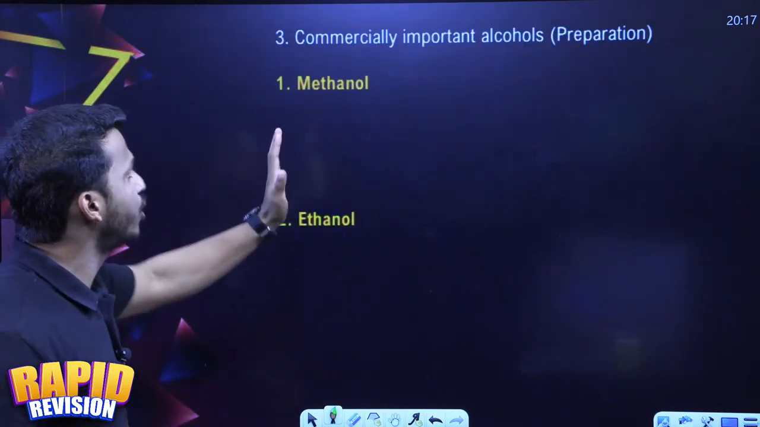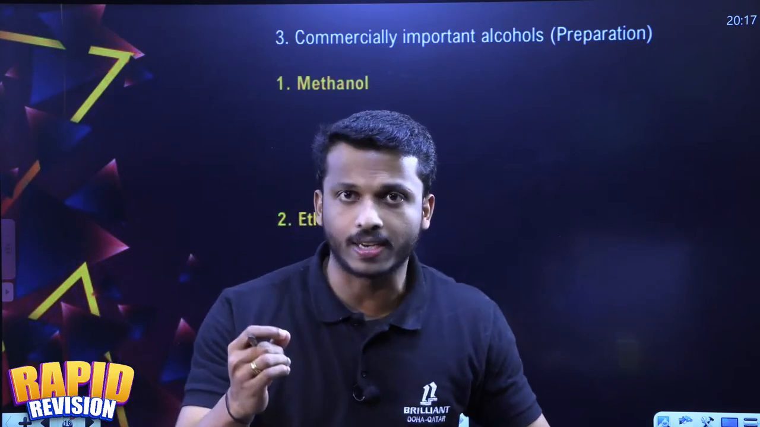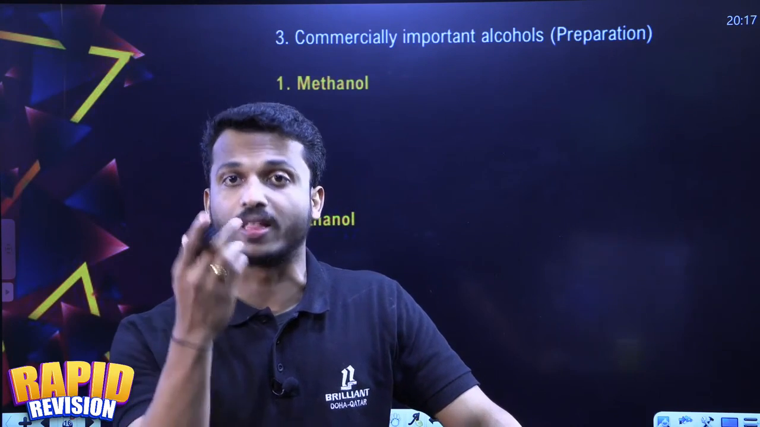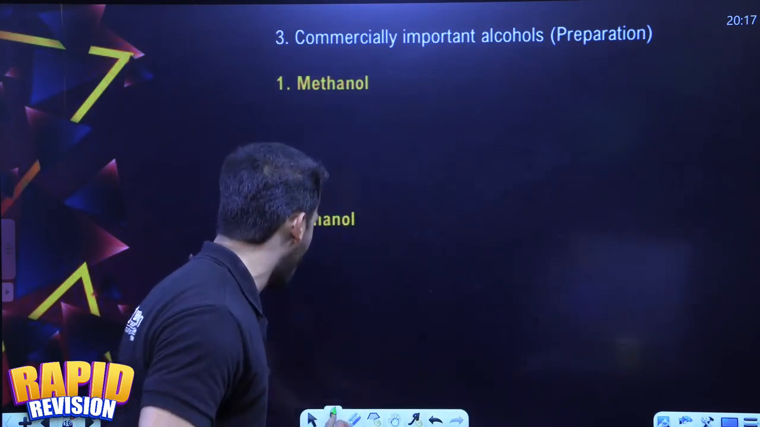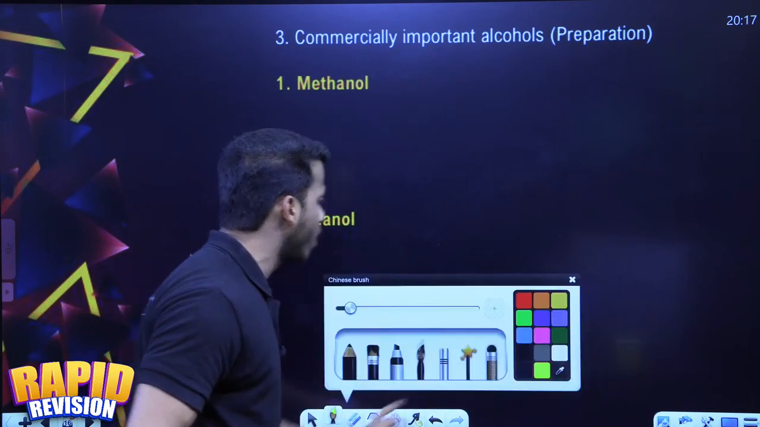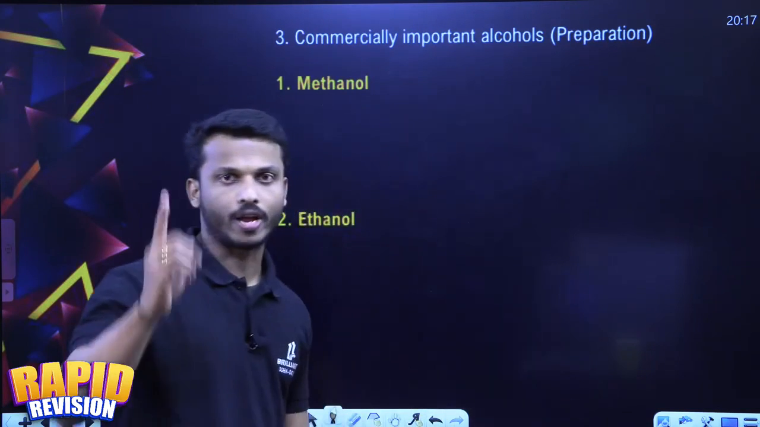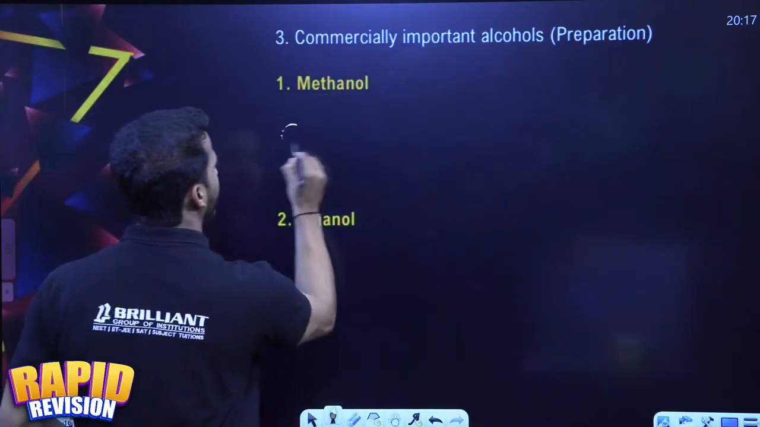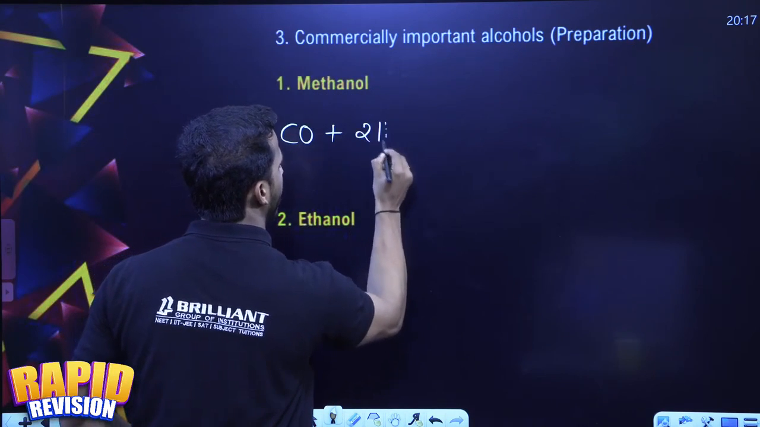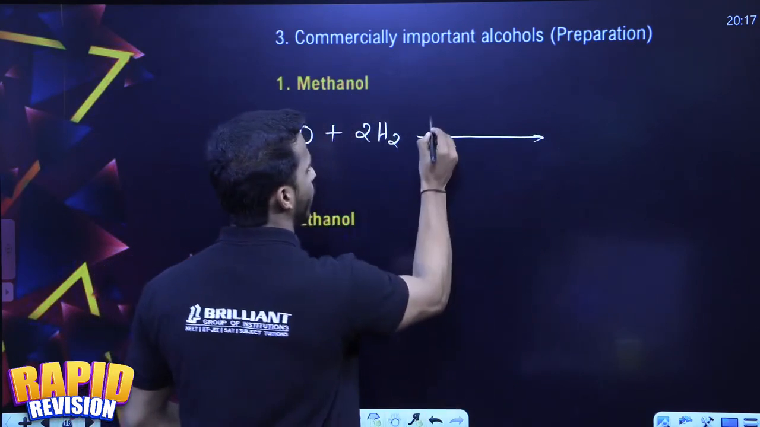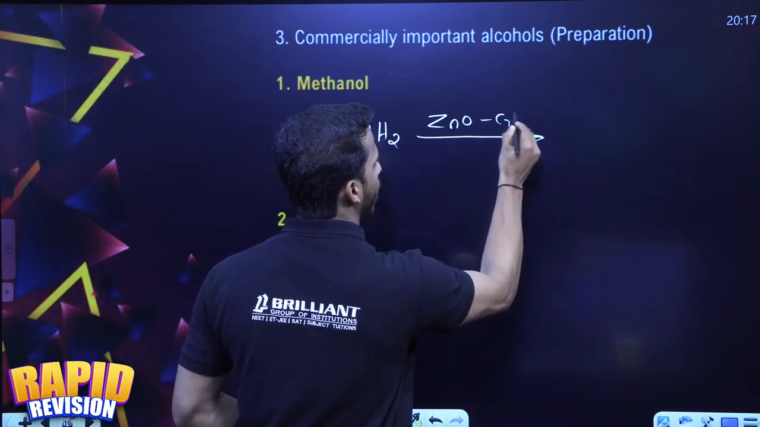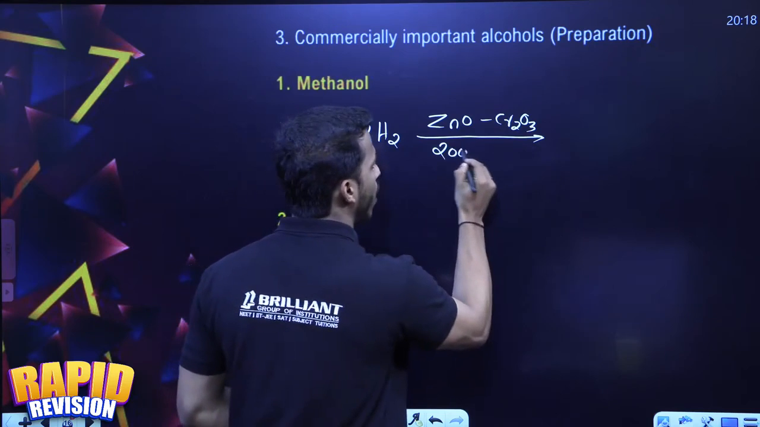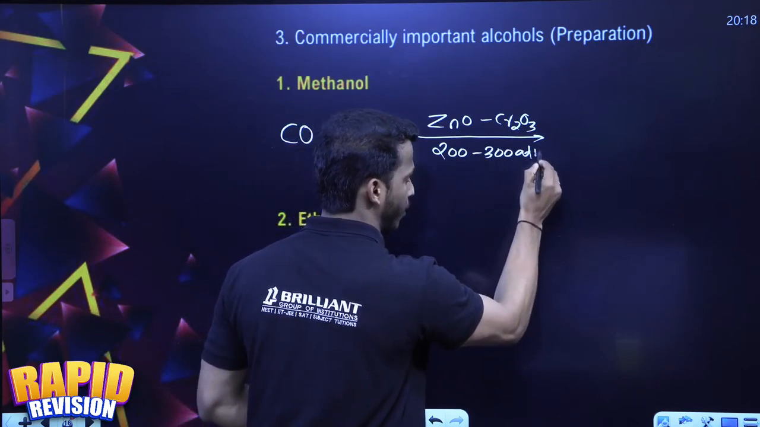More questions are waiting. Commercially important alcohols, dear all. We can expect one of the preparation questions from this one. Maybe they'll ask you to write a commercial preparation of methanol or ethanol. Please remember how to prepare methanol. Methanol is also known as wood spirit. Methanol is prepared by the combination of carbon monoxide with 2 hydrogen, treated with ZnO-Cr2O3, at 200 to 300 atm pressure.